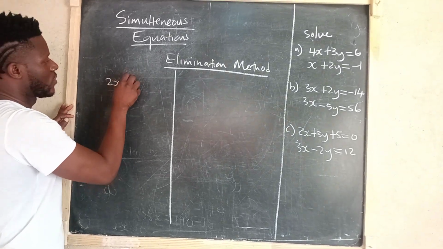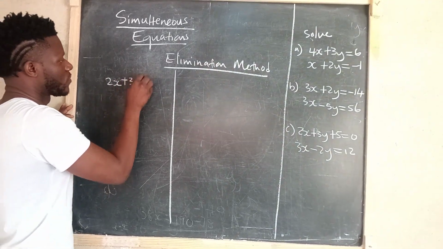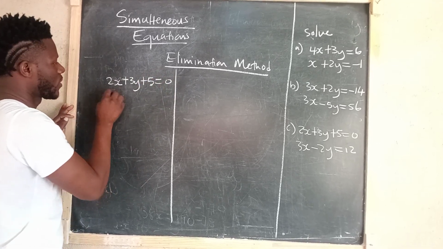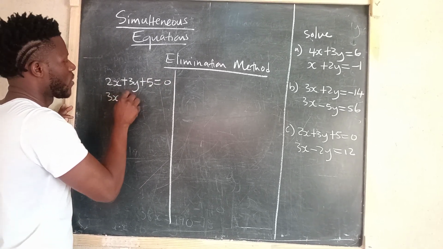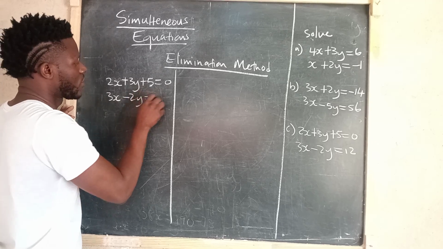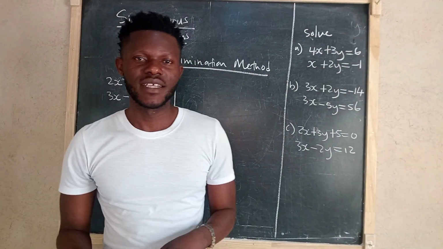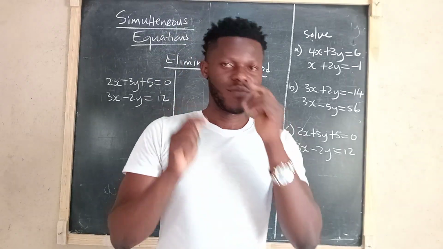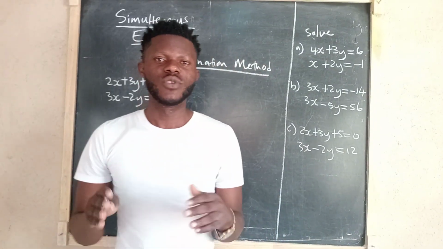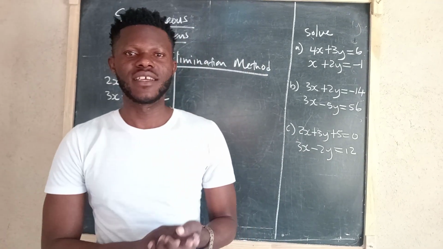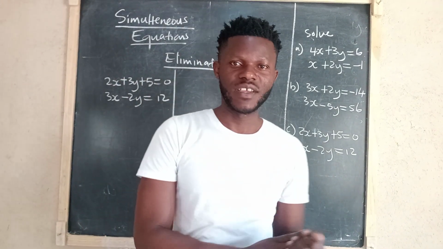2x plus 3y plus 5 equals 0. 3x minus 2y equals 12. So the first thing is we must rearrange our equations. In simultaneous equations, normally we have letters or unknown terms on one side of the equal sign, and the constant values on the other side of the equal sign.